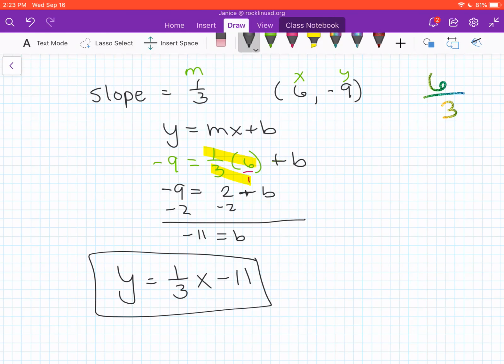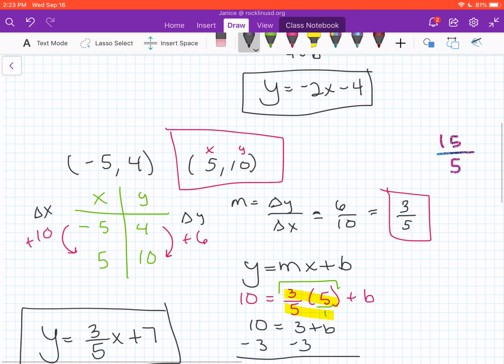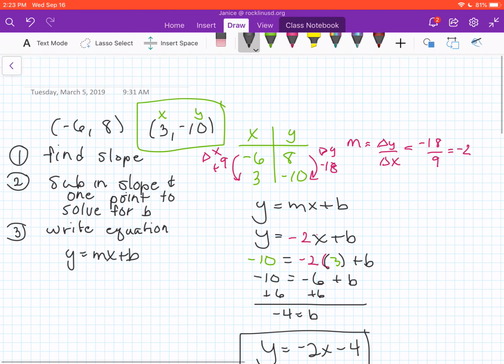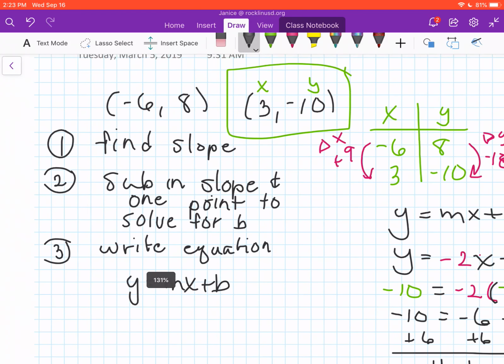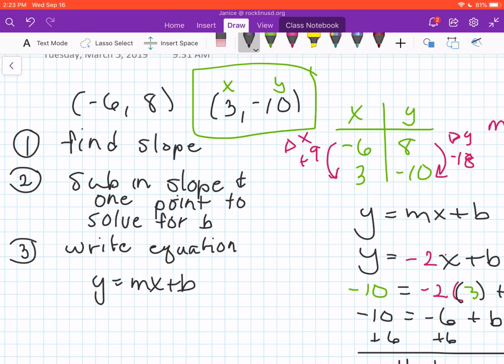So if the slope is given, just skip step 1. Step 1 was to find the slope. So if the slope is given, you do not need to do step 1, but you can still plug in your slope and the point into y equals mx plus b so that you can solve for b, which is also called the y-intercept. Okay? So again, there are the steps. Find the slope, unless it's given. Substitute in your slope and one point, solve for b, and then write your equation y equals mx plus b.